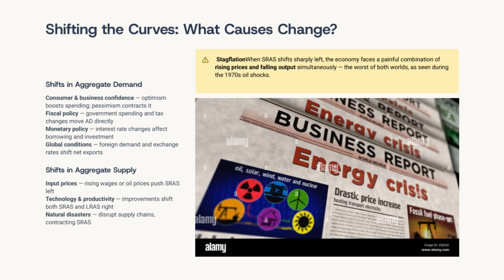And monetary policy, like changes in interest rates, affects borrowing and investment, which also shifts AD. Finally, global conditions matter too. Changes in foreign demand or exchange rates can impact net exports, further shifting the aggregate demand curve. So, as you can see, both aggregate supply and demand are influenced by a variety of factors, and understanding these shifts helps us grasp the overall picture of economic fluctuations.